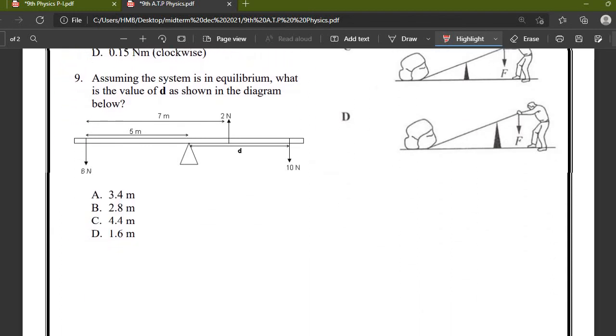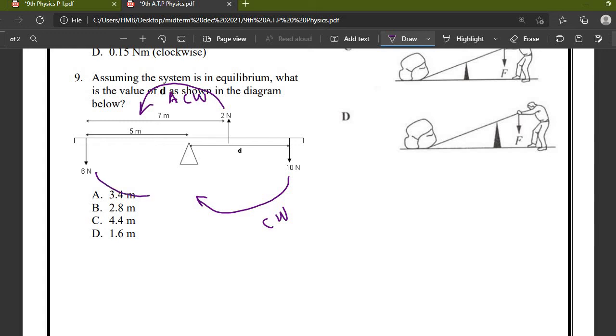Let's see question number 9. Assuming the system is in equilibrium, or it is balanced, what is the value of D? So D is the moment arm of this force. This force moves the rod in the clockwise direction. This 2 Newton force will move it in the anti-clockwise direction, and this force will move the rod in the anti-clockwise direction.